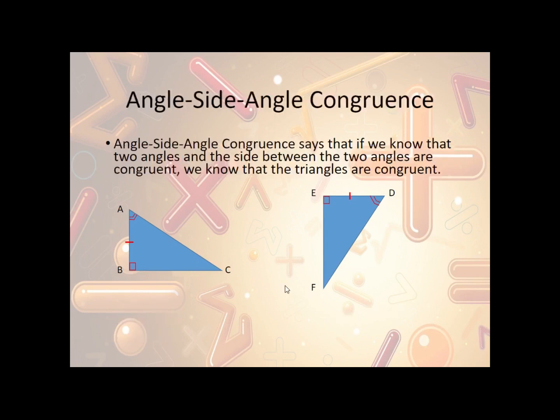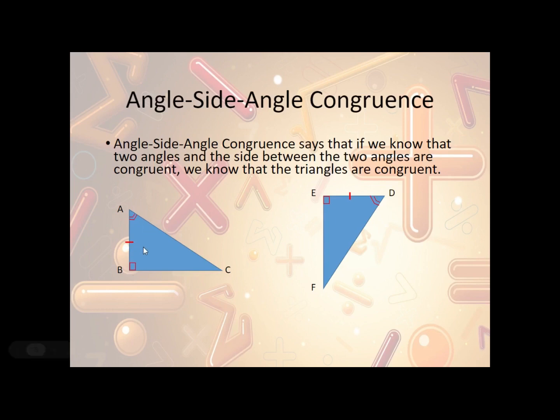In fact, it does. And it's because we use this theorem called the angle side angle theorem, or ASA congruence theorem. And the angle side angle congruence says that if we know two angles and the side between the two angles are congruent, then the triangles are congruent. So if you notice, we have an angle, a side, and an angle. Again, order matters. So we have the side that we know comes between the two angles that we know.